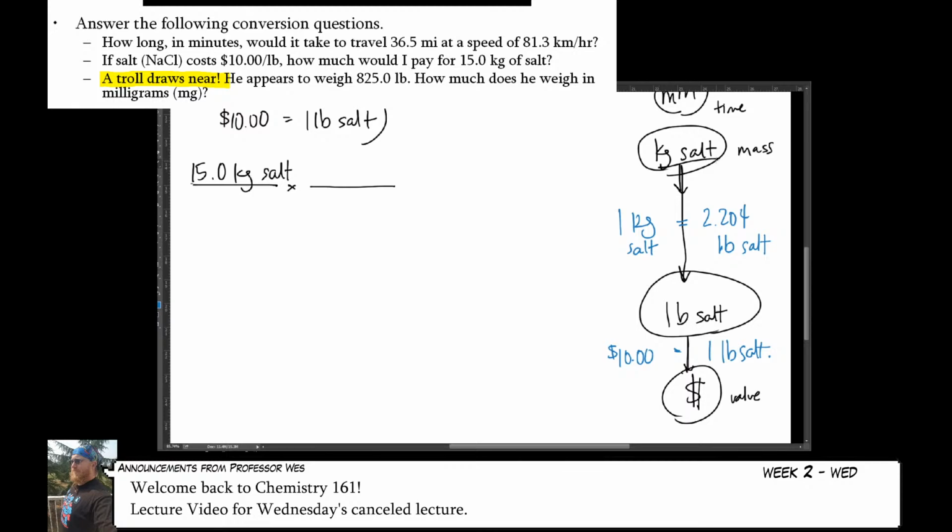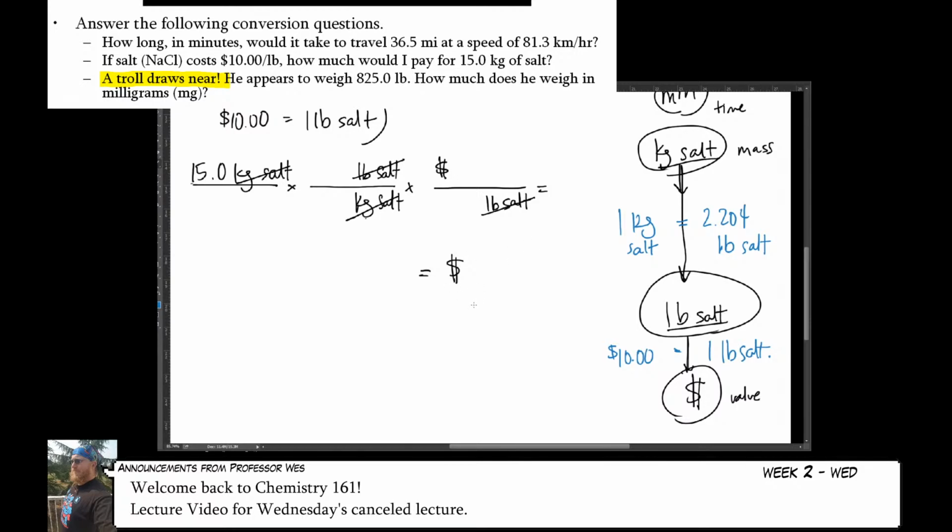All right, let's follow the chart. I'm going to turn kilograms into pounds. Kilograms of salt, pounds of salt. Cancel out the salt. And then I'm going to turn pounds of salt into money. We'll cancel out the salt there too. I'm not on Twitch, so I can't really cancel the salt, I guess, but that's all right.